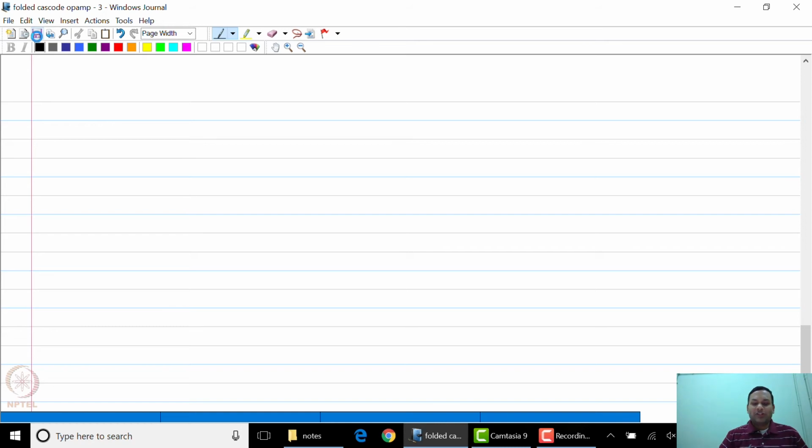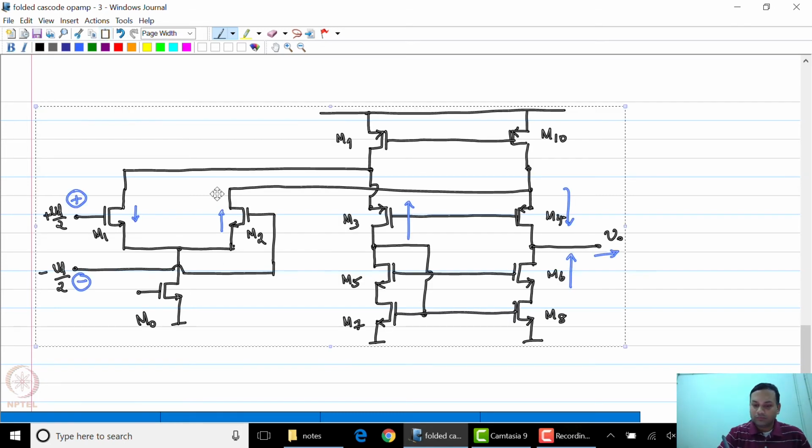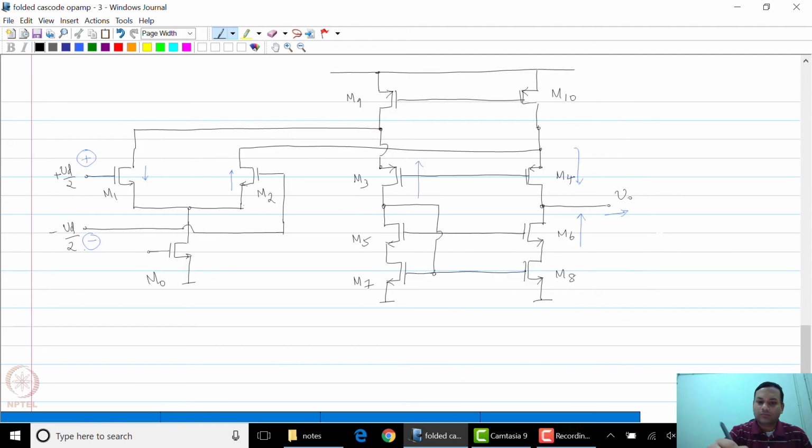So we are now in a position to also look at the input and output common mode ranges of this particular op-amp. So let us first look at the input common mode range. We will now assume that the input common mode is VCM.